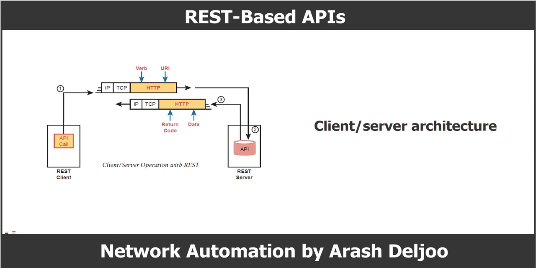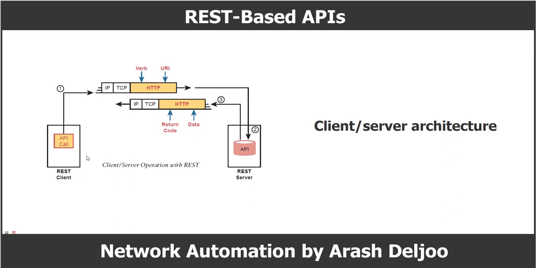Any other application can make a REST API call as the REST client by executing some code that causes a request to flow from the client to the server. Let me explain it in this figure. At step 1 here, you can see we have a REST client and here we have a REST server. The REST server is an application that has some APIs, application programming interfaces, and we can use these APIs to communicate with this application.